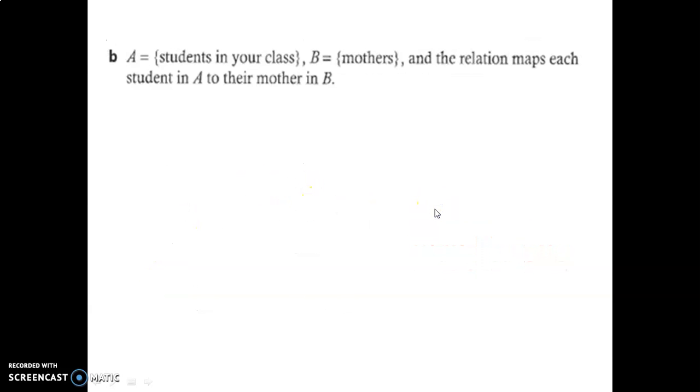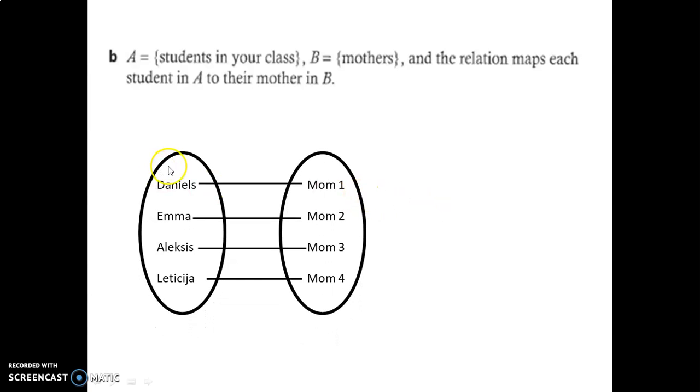Okay, next one. Trying out this one. Students and mothers. In this case, hopefully your diagram looks something like that. We can have these students, and each student is mapped to a specific mom. You cannot have multiple students with the same mom, or I guess you could, but not in our class. I don't think we have any twins. So we have that situation, and that looks like a one-to-one situation. Okay, next one, try this one.